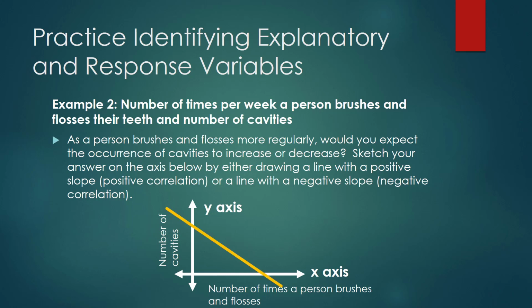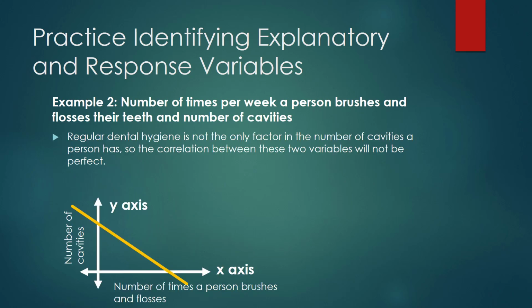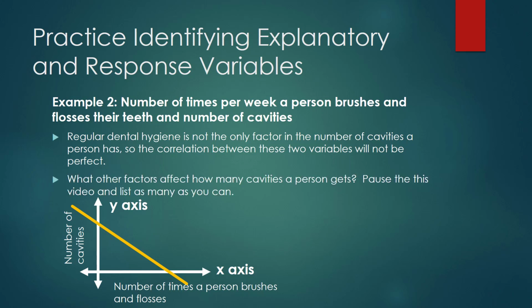If you said that as a person brushes and flosses more regularly, the number of cavities that they have should decrease, then you are correct. However, regular dental hygiene is not the only factor in the number of cavities a person has, so the correlation between these two variables will not be perfect. What other factors affect how many cavities a person gets? Pause this video and list as many as you can. Diet and genetics also play a role in the number of cavities a person gets.